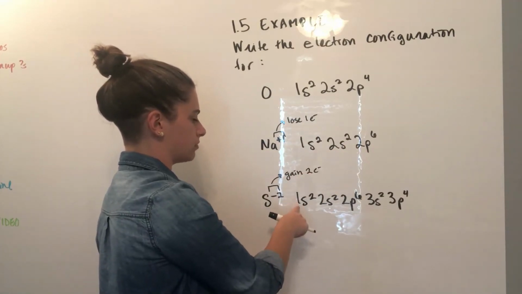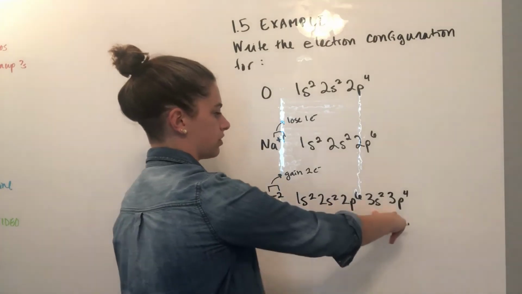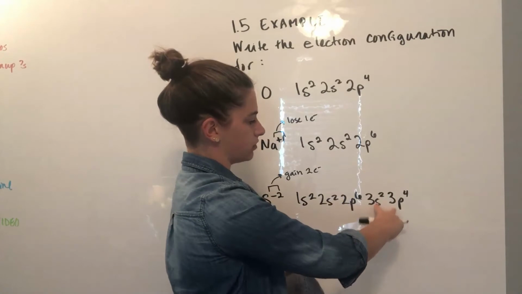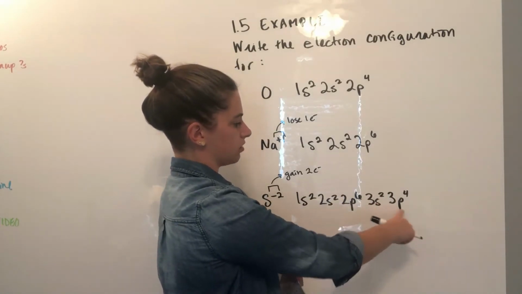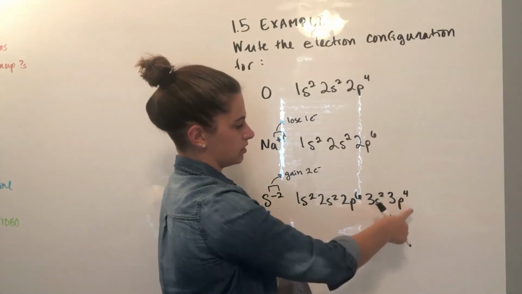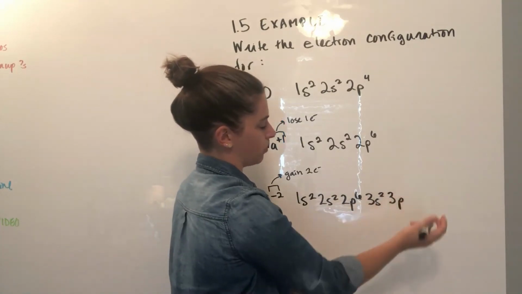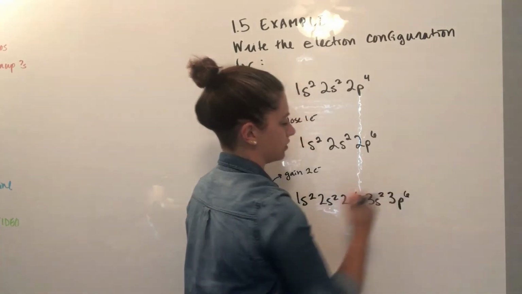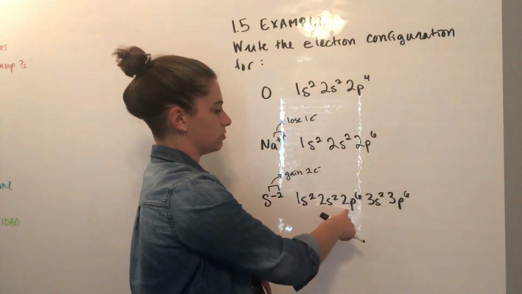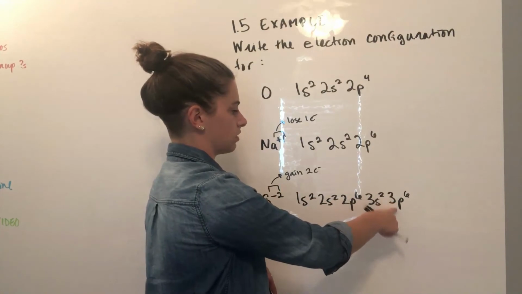So I've got 3 options, 1, 2, and 3. 3 is my highest. Now, if I look at these, I have 2 options here. I can either put it in the S or the P. Well, the S is full, the P is not. So I'm going to add my 2 more here. So it had 4. I'm going to add 2 more. So that gets me 6. So 1s2, 2s2, 2p6, 3s2, 3p6.